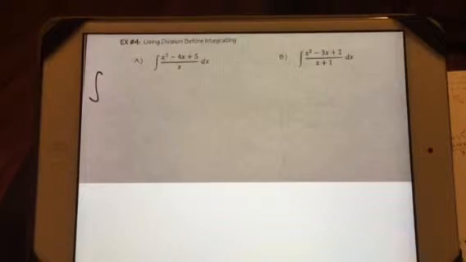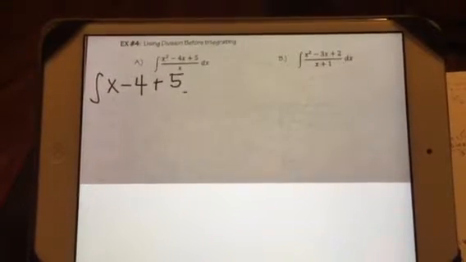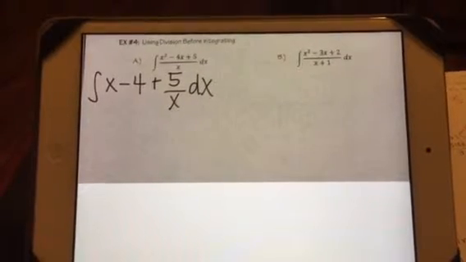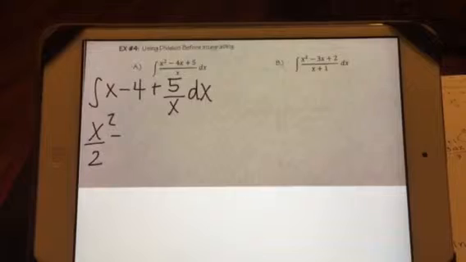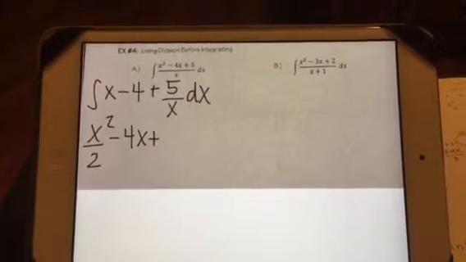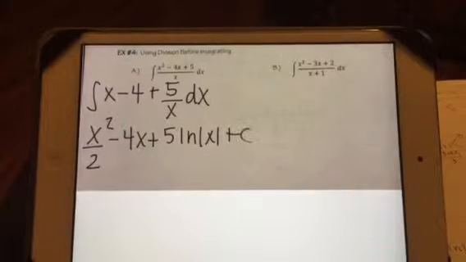That'll give us the integral of x minus 4 plus 5 over x dx. Now when we integrate this, it would give us x squared over 2 minus 4x plus 5 ln of absolute value of x plus c.